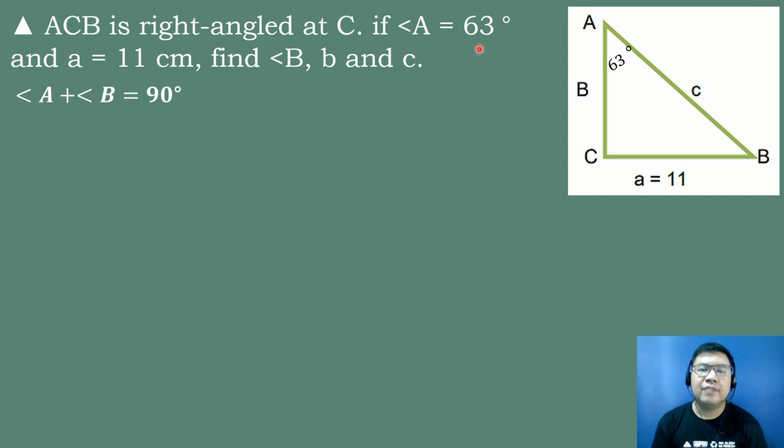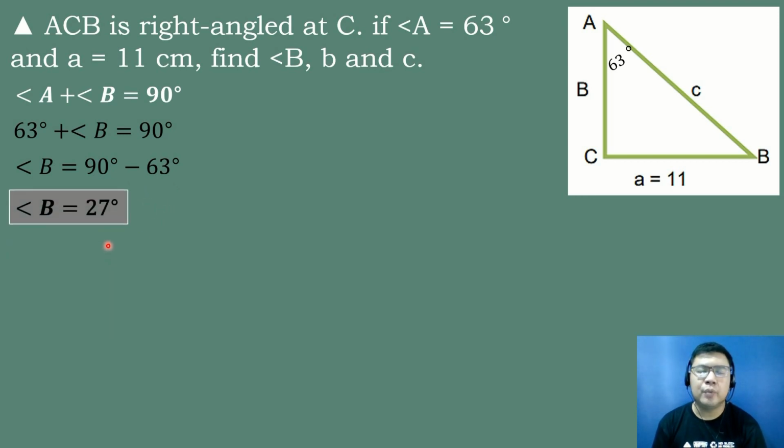Let's substitute the value of angle A, which is equal to 63 degrees, plus angle B equals 90 degrees. Transpose 63 degrees, positive 63 degrees will become negative 63 degrees, and then 90 minus 63 degrees is equal to 27 degrees. So the measure of angle B is equal to 27 degrees. So after we have computed the measure of angle B, let's now compute for the measure of side B.